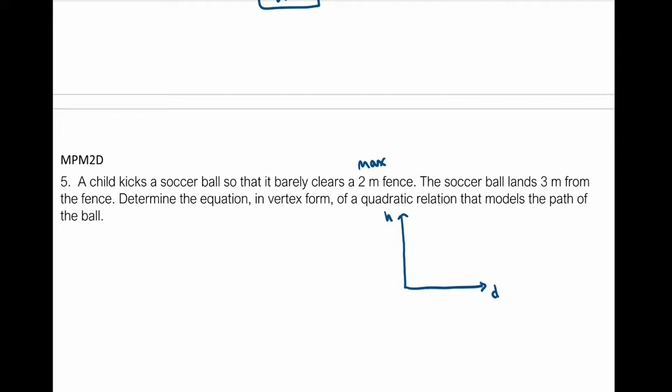So the highest my ball goes is 2 meters. So I'm just going to put in 2 meters, or 2, and I know that's going to be the highest it goes. The other piece of information is that the ball lands 3 meters from the fence.